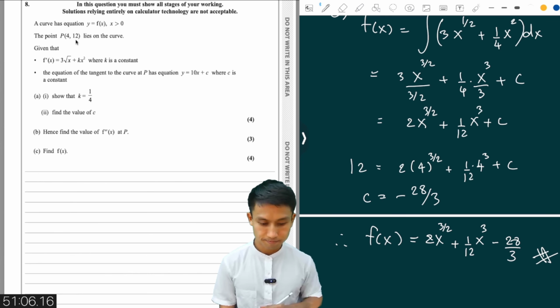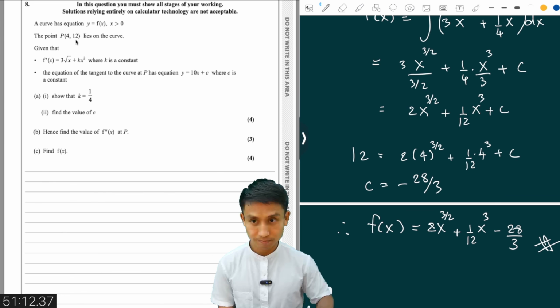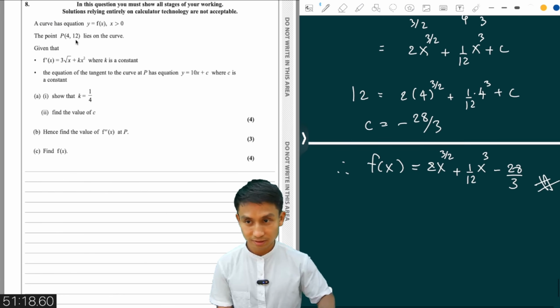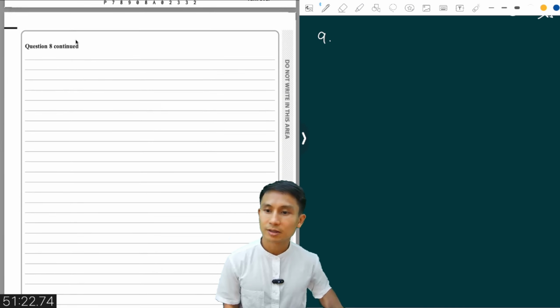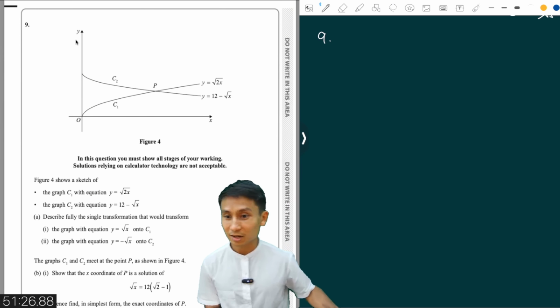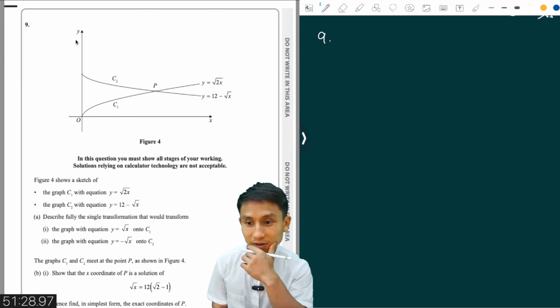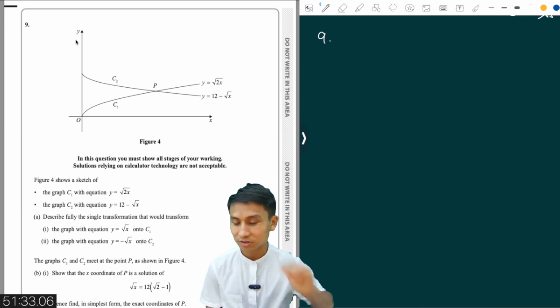Okay. Alrighty. Yeah, I'm just checking. Yeah, should be fine. Number 9. Number 9, we have complicated looking graphs here. Figure 4 shows a sketch of C1 and C2 with those two functions, okay?